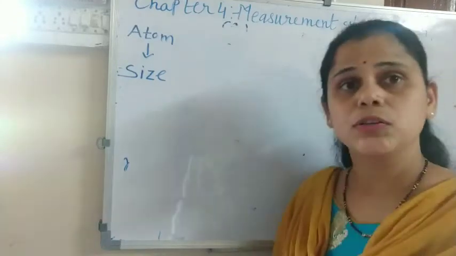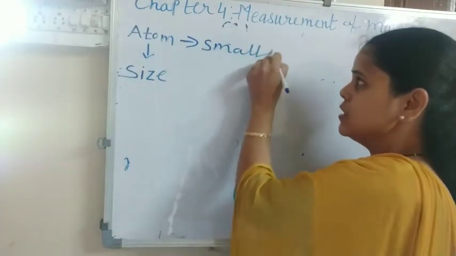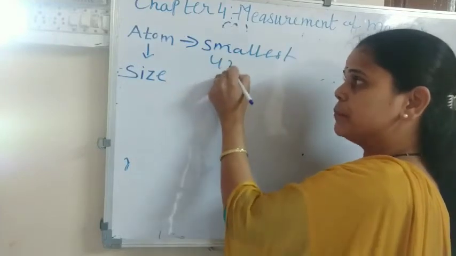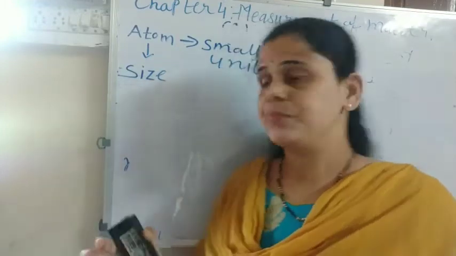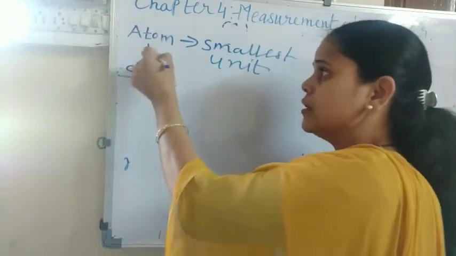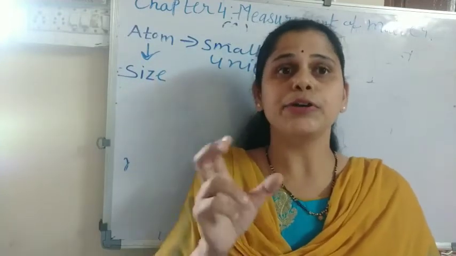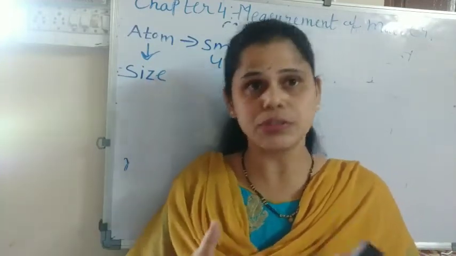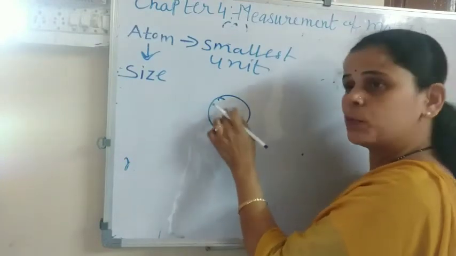What is an atom? An atom is the smallest unit of matter. That means matter is made up of atoms. Students, in Dalton's atomic theory, the scientist Dalton described the atomic structure, just like this. This is the atomic nucleus.